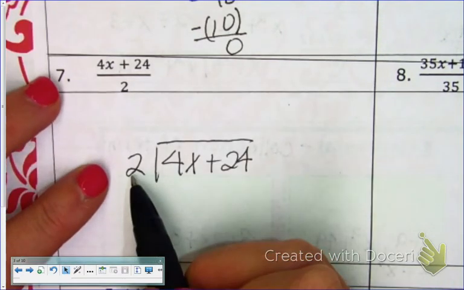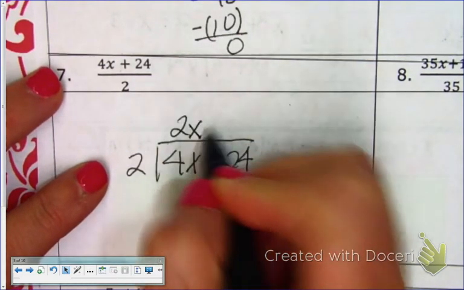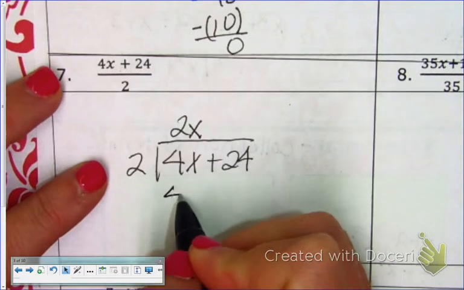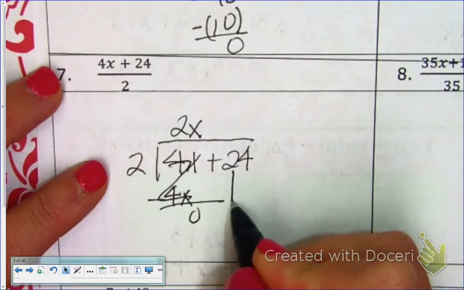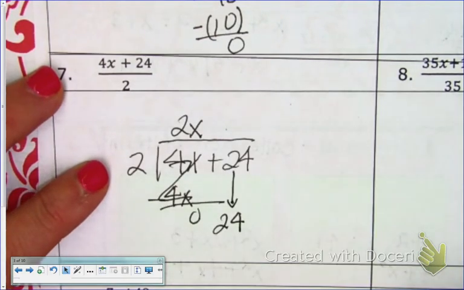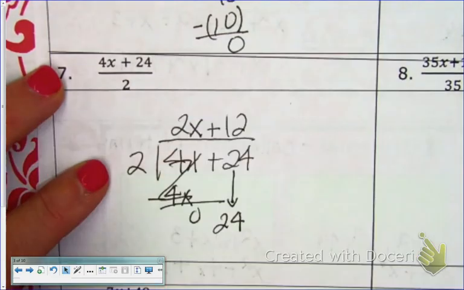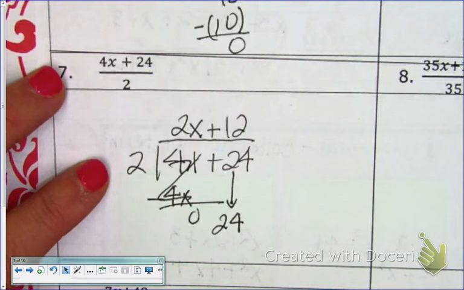So we have 2 times what gives me 4x? 2x. So 2x times 2, that gives me my 4x. We subtract it. 0. But we've got to bring down our 24. So 2 times what will give me 24? 12. Heavenly, does that make sense? I got that right. Okay, were you watching?